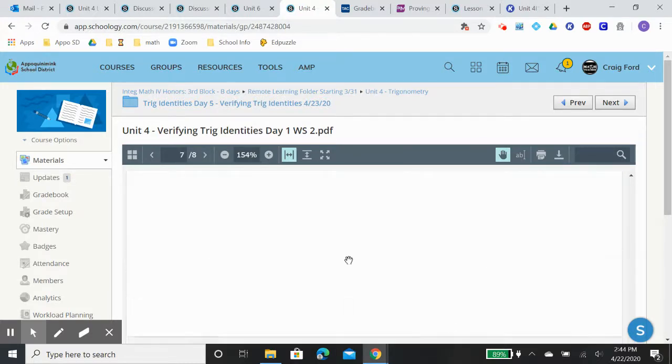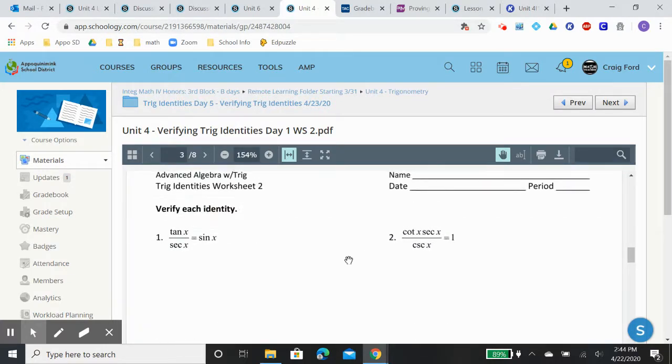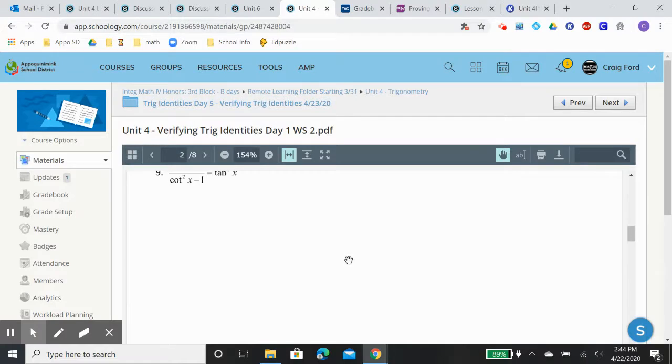So this is the worksheet. And it doesn't hurt to work on the simplifying. Still work on the simplifying because you still need to be able to simplify for our next quiz that we'll have. Not right now. It's going to be obviously in a few weeks here. So that is the one that you're going to want to work on.